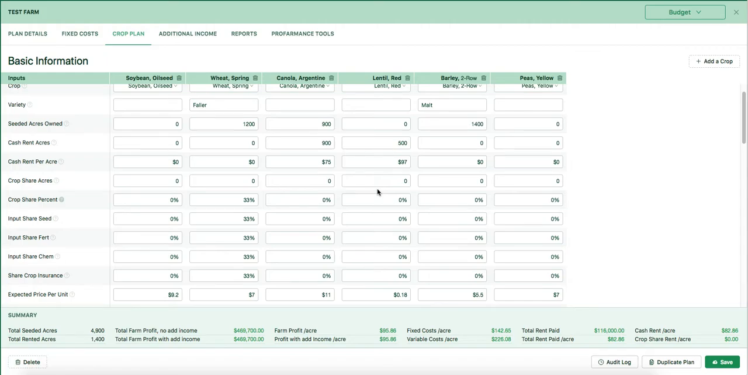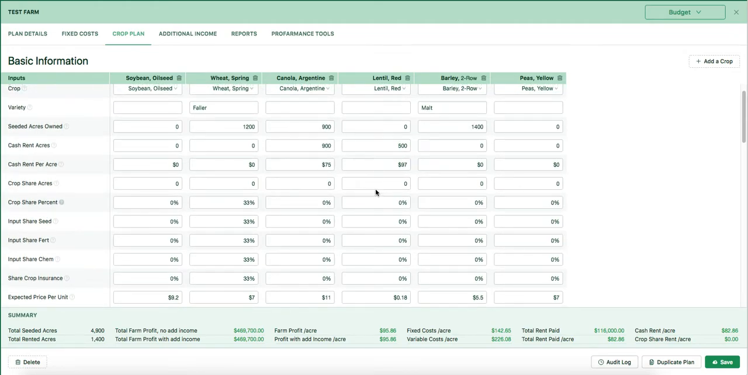Hello there, Gary here. Well, just got off the phone talking to somebody who was wondering what he could pay for rent. It's a really good question, and it's one of the reasons we built this software, so you can do that. So I've got a crop plan up here.